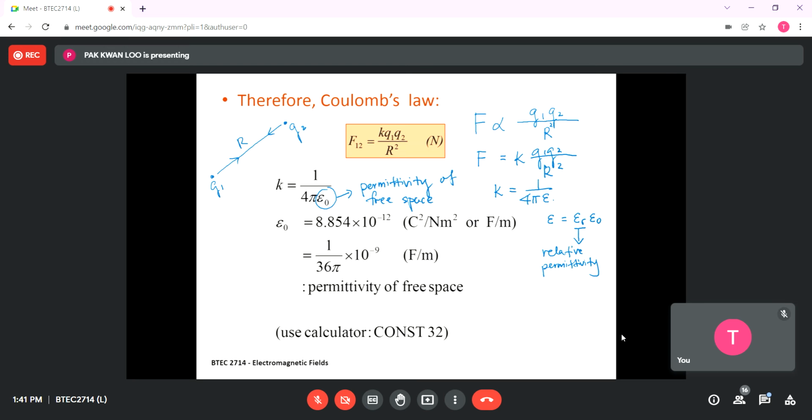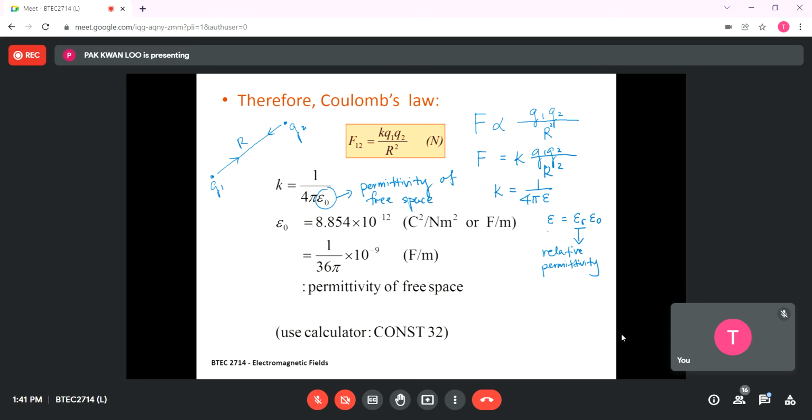So for some material, let's say we have a dielectric material, we have different dielectric materials with different relative permittivity. For example, polyethylene is a dielectric material. When I mention dielectric material, it is related to insulators, like rubber or plastic. They have different types of relative permittivity.